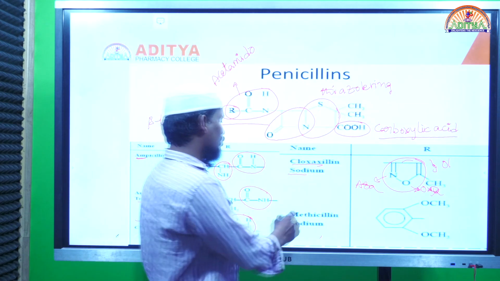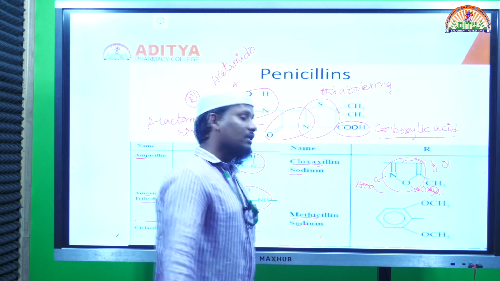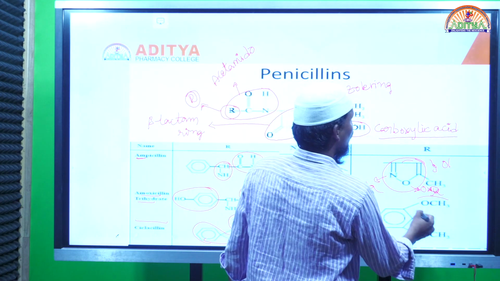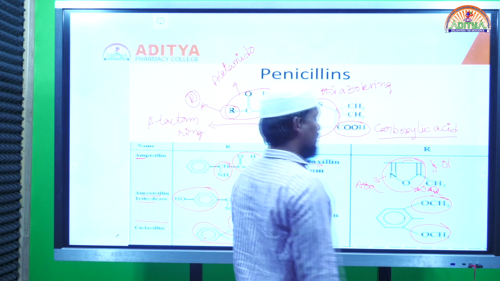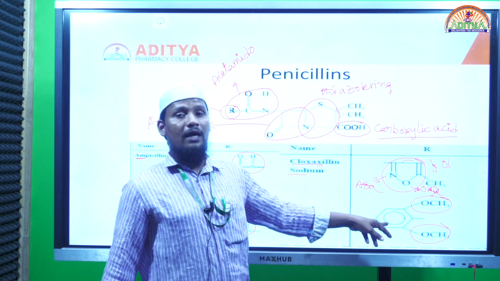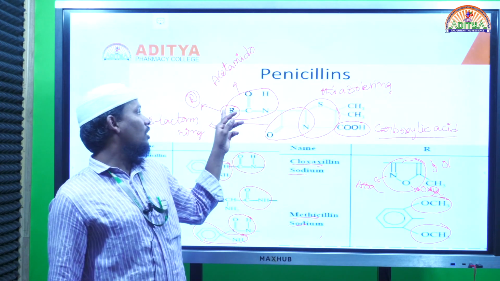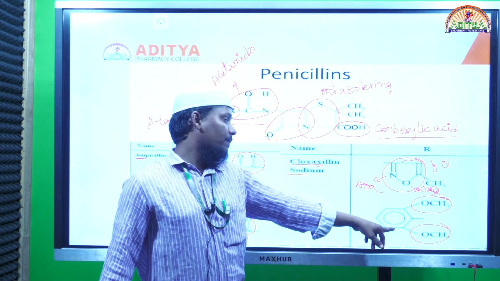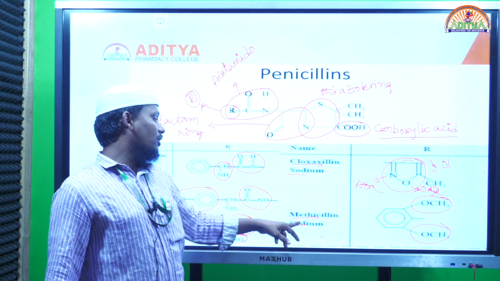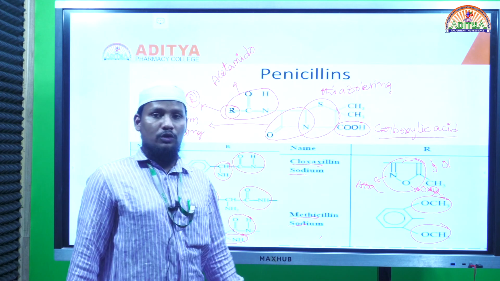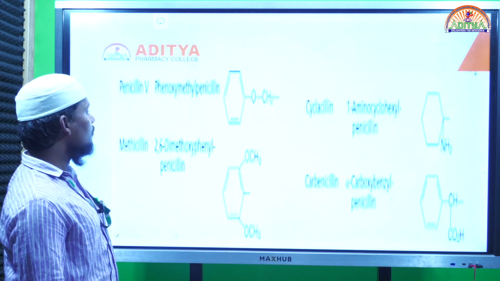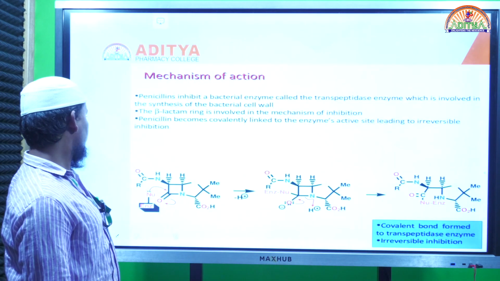Next one, methicillin sodium. We already discussed that methicillin is penicillinase resistant. In methicillin, 2 methoxy groups are attached to a 6-membered aromatic ring. So in the place of R, if you substitute this 6-membered aromatic ring with 2 methoxy groups, it will give you methicillin sodium. So this is the classification of penicillins. Okay, these are also the same examples.